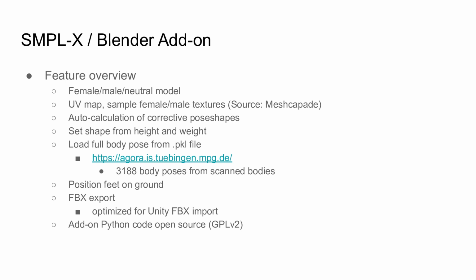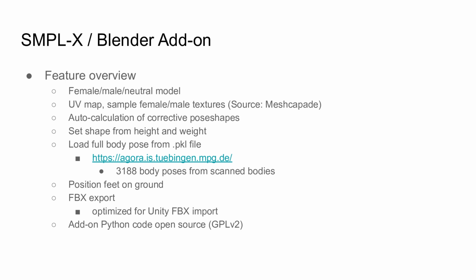The models are already set up with a UV map, which makes it easy to map textures onto the bodies. The add-on includes sample female and male textures, which were provided by Meshcapade under Creative Commons non-commercial license. You can auto-calculate the weights for the corrective pose shapes for the current pose. It's possible to set the body shape from height and weight values. This allows you to observe the effects of changing weight for a body of given height.